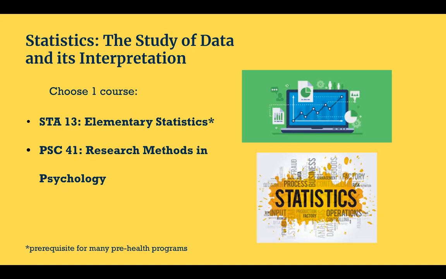The next option is Psych 41, Research Methods in Psychology. If you're interested in taking upper division psychology courses or even minoring in psychology, this class is a prerequisite for most of those classes. Psych 41 has less math than Stats 13 does, though.